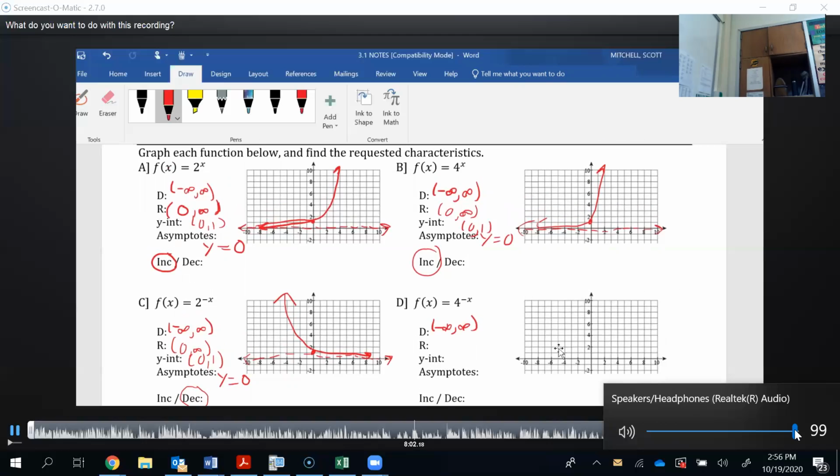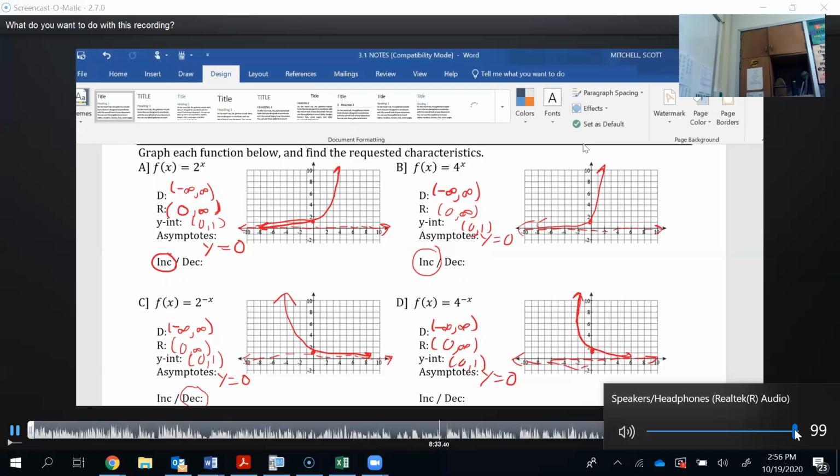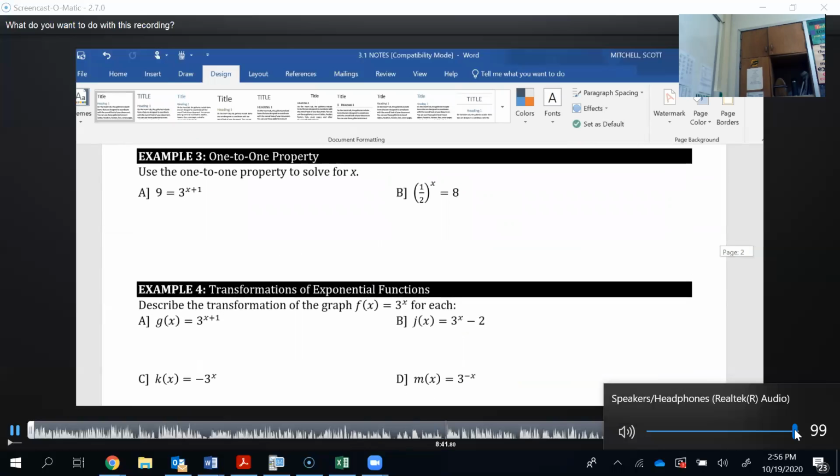So you can guess what this one looks like. It's going to look like this one, except reflected. So we're going to have another horizontal asymptote at y = 0. Our range is still going to be 0 to infinity. We're going to have a y-intercept of (0, 1). Nothing changes except it's reflected over the y-axis. Now, again, it's going to be taller than the one we just drew. Again, it does go through (0, 1). Trying to draw this with my pen is sometimes difficult. And we're also a decreasing function. As you go from left to right, the graph is going down. Okay?